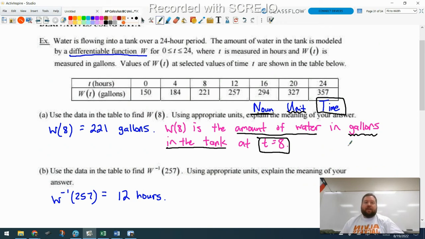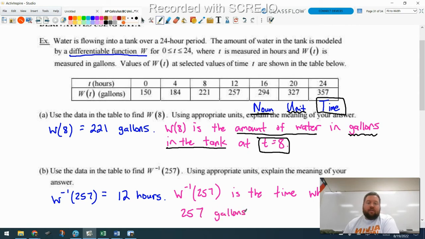Again, remember, we want to write our answers so perfectly that they have no choice but to give us the credit. So it's not going to hurt, and it takes 1 extra second. You're not going to run out of time on the test because you wrote the units in 2 different places. All right, so let's write our answer. W inverse of 257 is the time when there are 257 gallons of water in the tank.